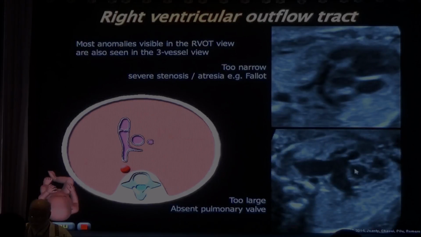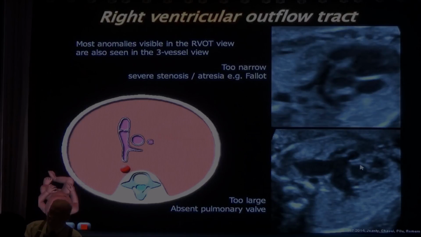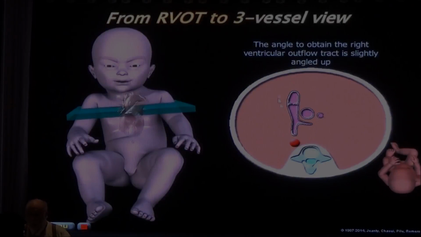Or here we have just the opposite. We have a massively distended pulmonary. The two branches of pulmonary are very distended compared to the aorta. This is the absent pulmonary valve syndrome. And although it's called absent pulmonary valve syndrome, you see the pulmonary valve is there, it's just completely effaced and did not develop, and so there's complete regurgitation at this level.